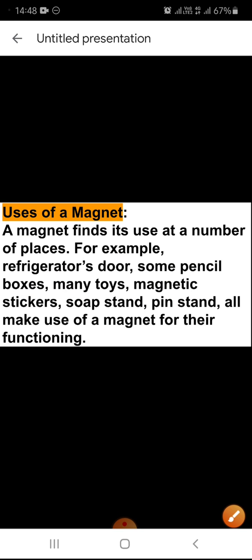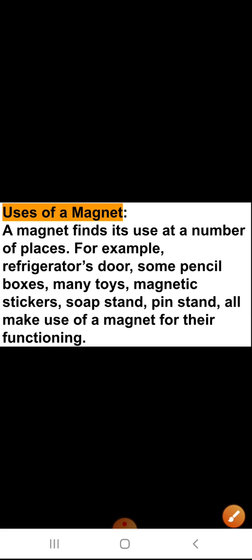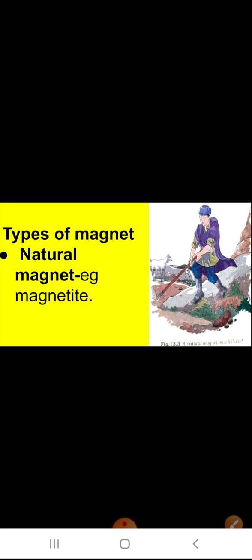Next, uses of magnet we have studied, like that it is used in cars, it is used in doors, pencil boxes, toys, magnetic stickers, soap stands, pen stands, and ATM cards also. All these things, speakers, TVs, in these things magnet is used.